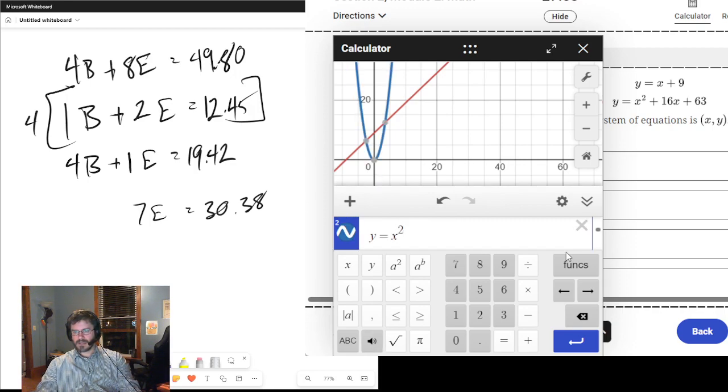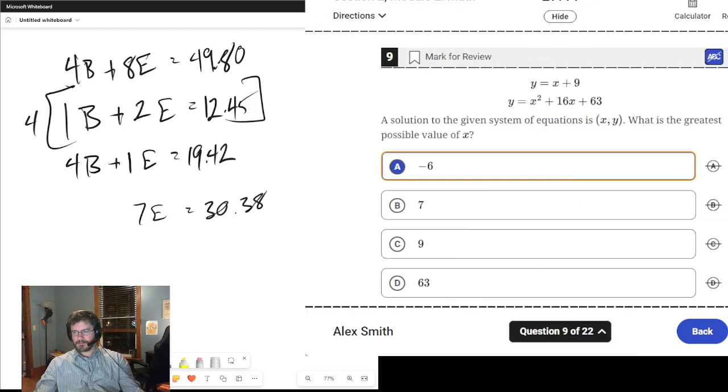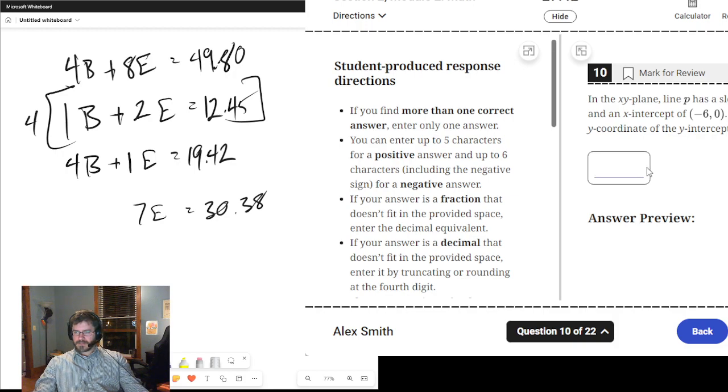X squared plus 16x plus 63. What is the greatest possible value for x? Negative 6. Just graph it. Why not?